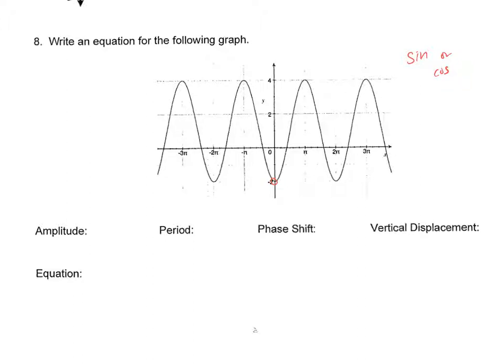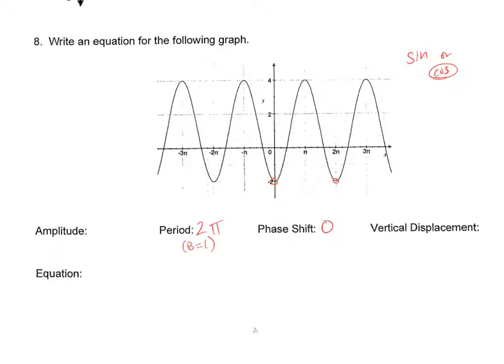So I can do that. So if I want to do this in cosine, my period, when I get to the next minimum, is still 2 pi. So that means b equals 1. I have no phase shift.